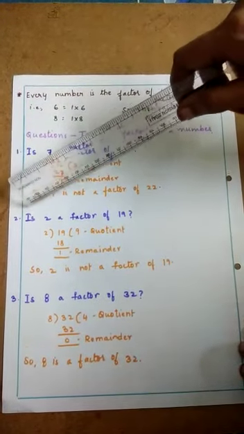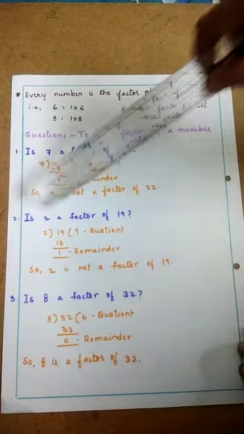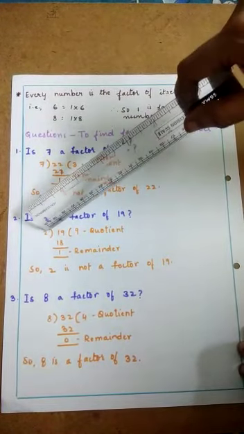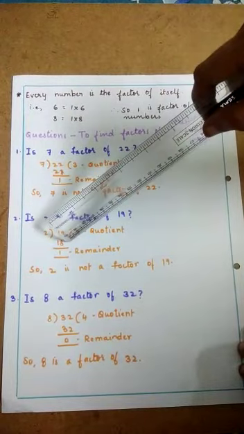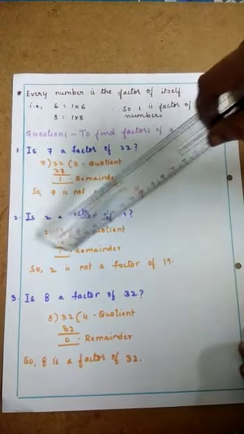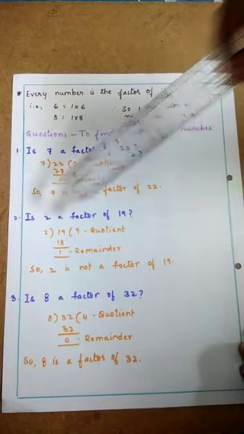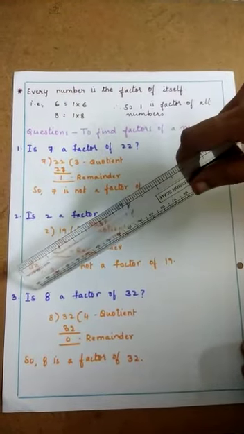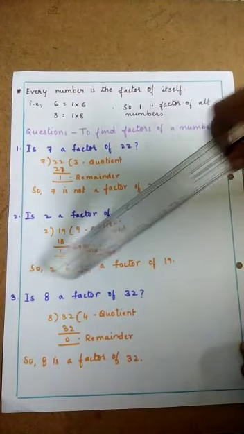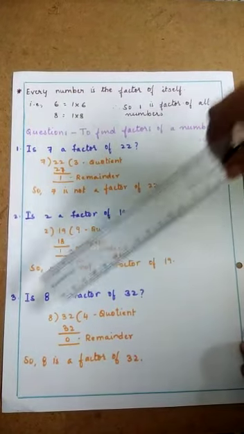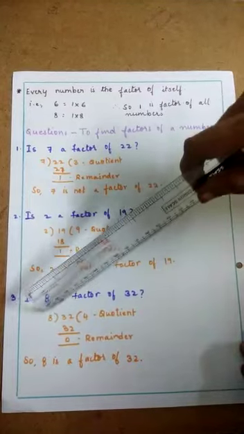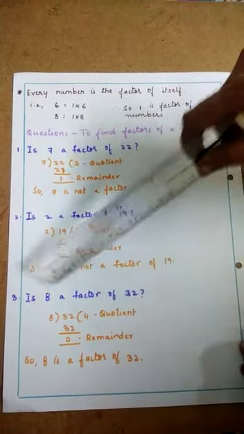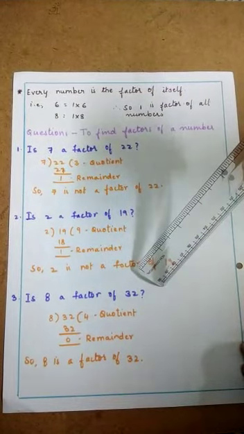Now, let us take another example. Is 2 a factor of 19? Take 19 and divide it by 2. So, 2 9s are 18. If you subtract, you get 1 as the remainder. So, 2 is not a factor of 19. Now, let us take another example. Is 8 a factor of 32? Take 32, divide it by 8. 8 4s are 32. What is the remainder? 0. So, 8 is a factor of 32.